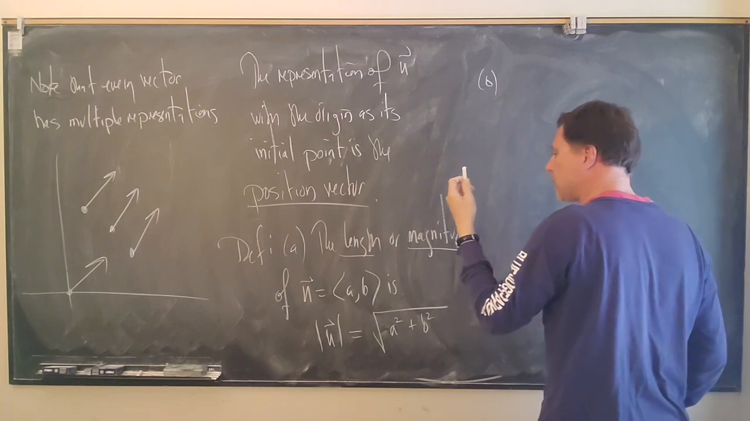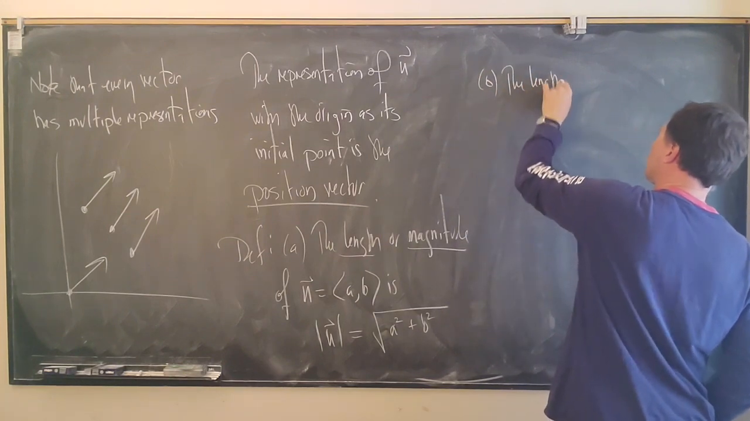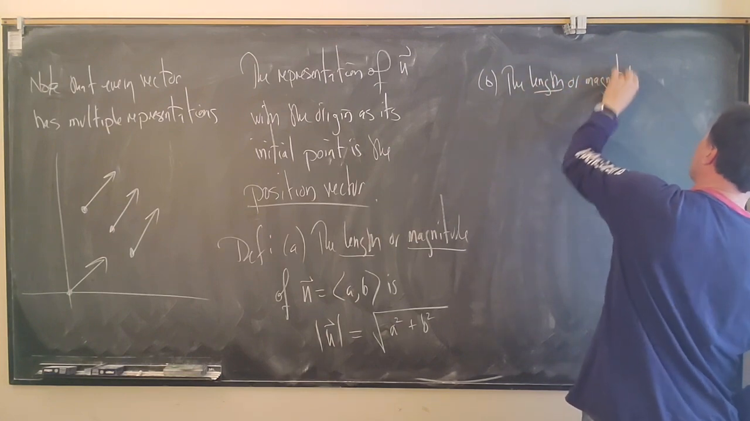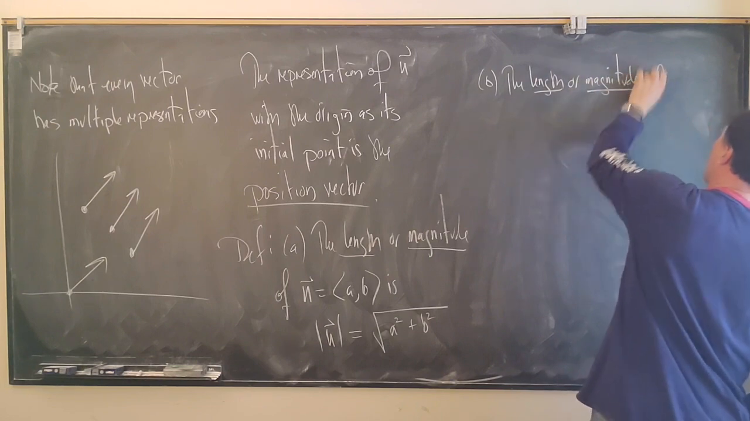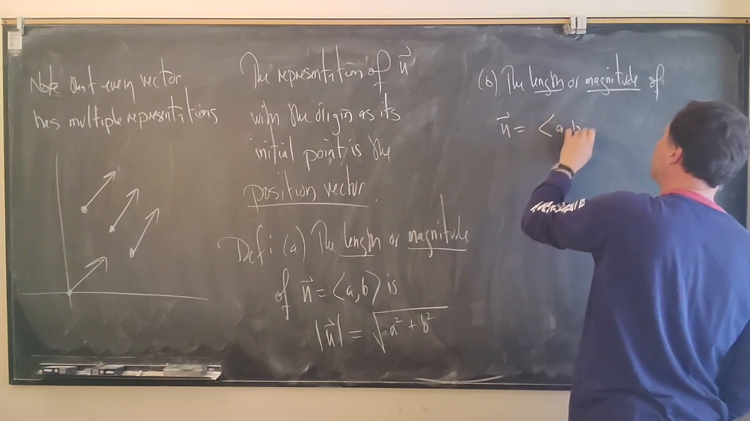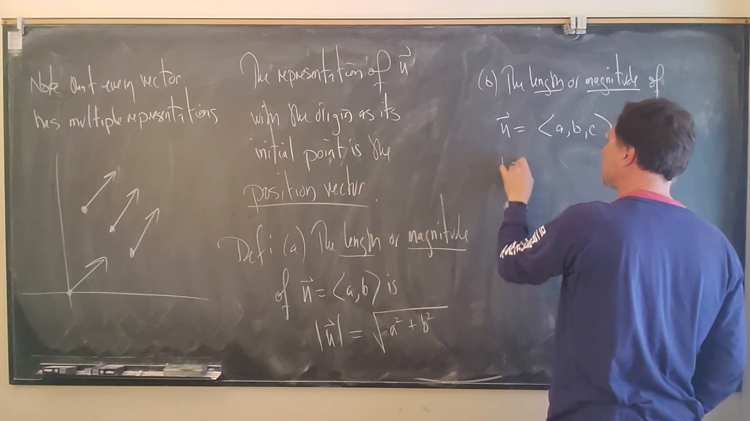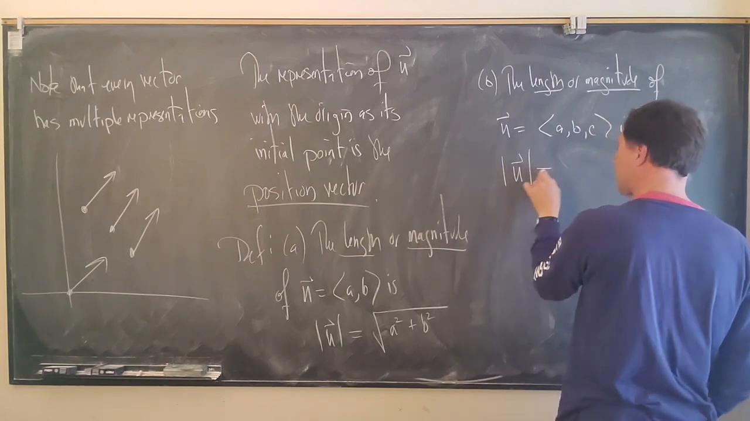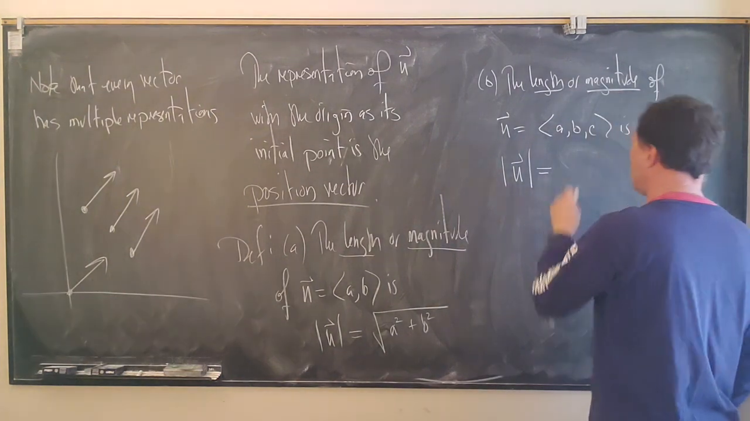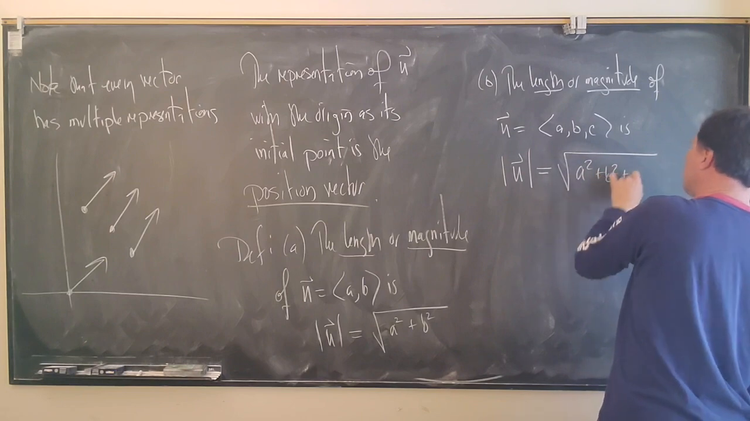And then for part B, the length or magnitude of the vector u, now if we're doing three components, a, b, c, is, once again, the notation is absolute value bars around a vector. Don't think of that as absolute value. You've got to remember that this is the magnitude. And so, once again, we use the distance formula, the square root of a squared plus b squared plus c squared.